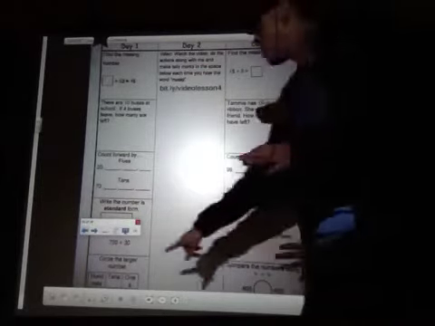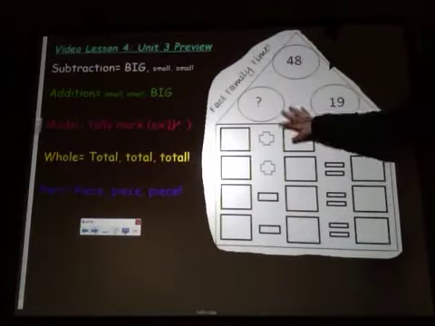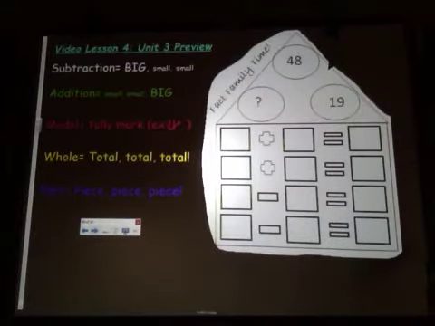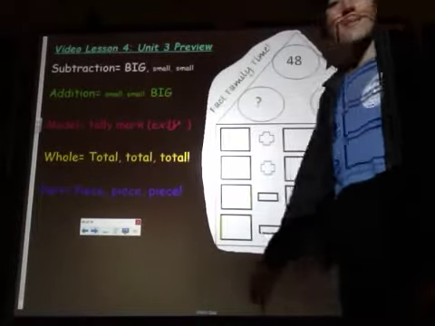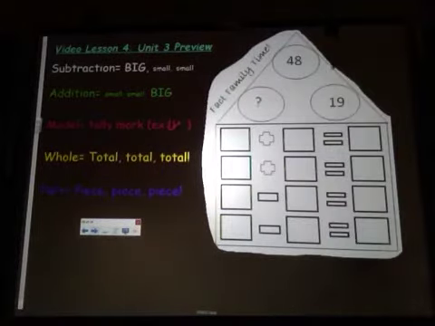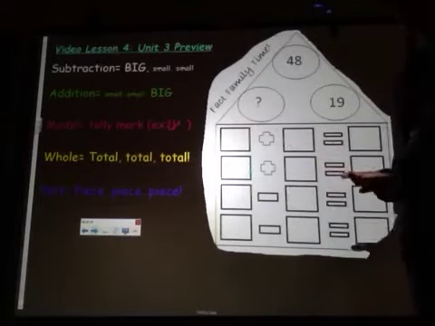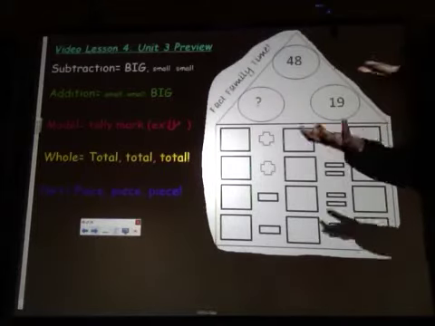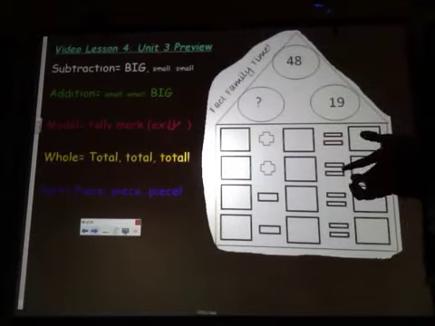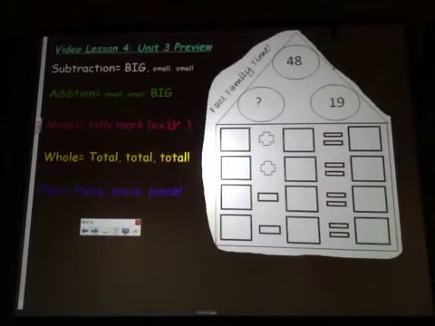Okay, so for right now, while you have your homework page in front of you, you don't have this. I'm just going to do this and you follow along with me. This is a preview and pretty much a review. We've been talking about these things throughout the school year, and you learned a lot of it in first grade. We're just going to continue on with bigger numbers, so you really need to understand this in order to do it with bigger numbers. That's why we're going to preview it and go over it before we get too far into Unit 3.